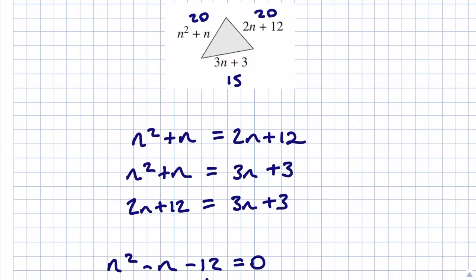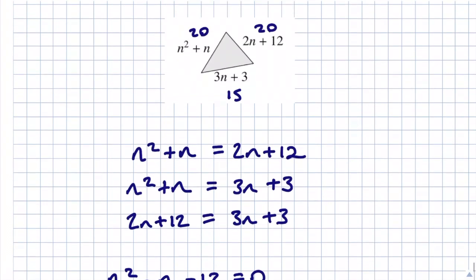Now we can see that this triangle, with side lengths of 20, 20 and 15, satisfies an isosceles triangle because n squared plus n is equal to 2n plus 12, and the third side is smaller than the other two sides. This means that this triangle satisfies something known as the triangular inequality theorem, where one side of the triangle has to be smaller than its two other sides. So n equals 4 does satisfy an isosceles triangle.